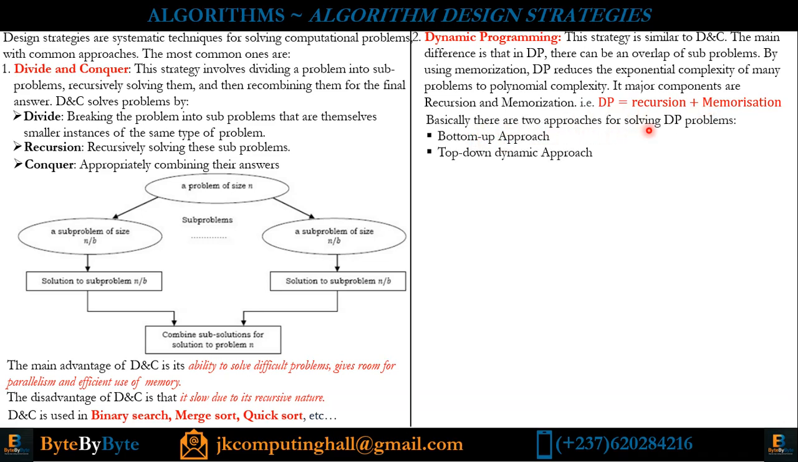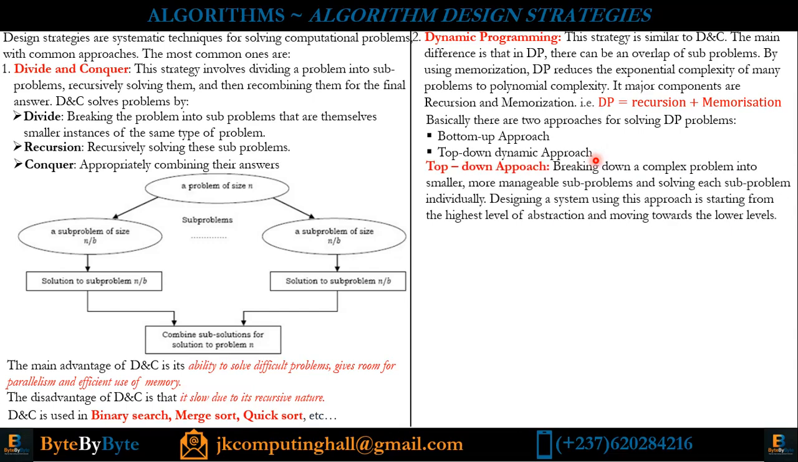Basically, there are two approaches for solving DP problems: the bottom-up approach and the top-down approach. Top-down approach means breaking down a complex problem into smaller, more manageable sub-problems and solving each sub-problem individually. Designing a system using this approach means starting from the highest level of abstraction and moving towards the lower level. That's why we say top: we start from the top, then we move down, top-down approach.